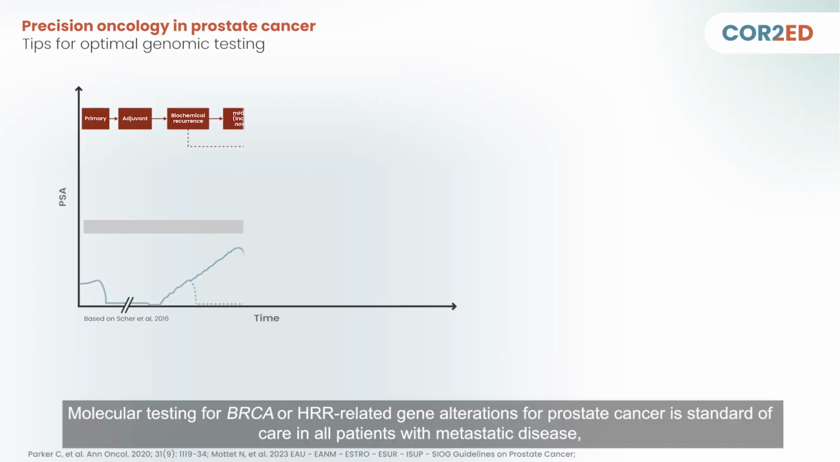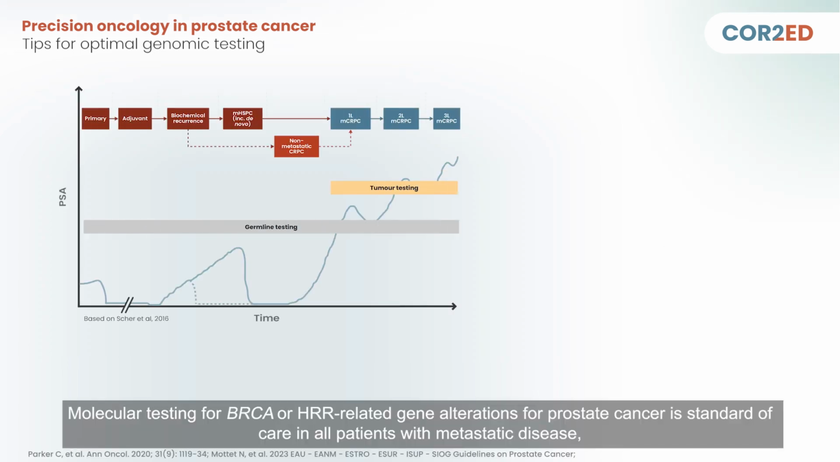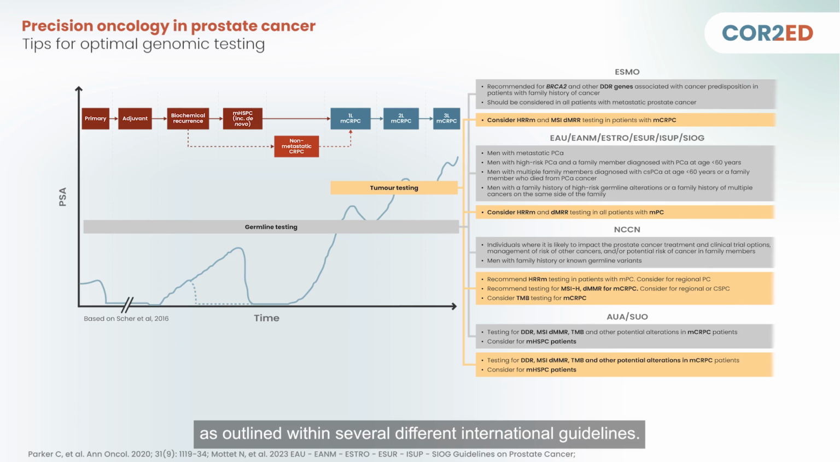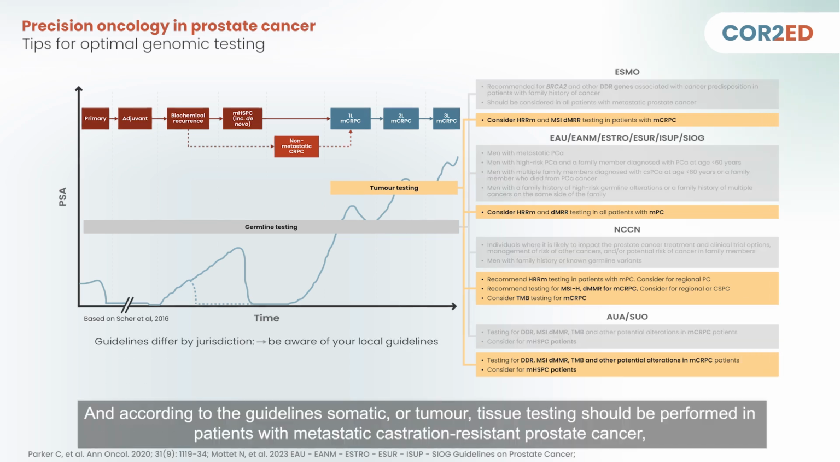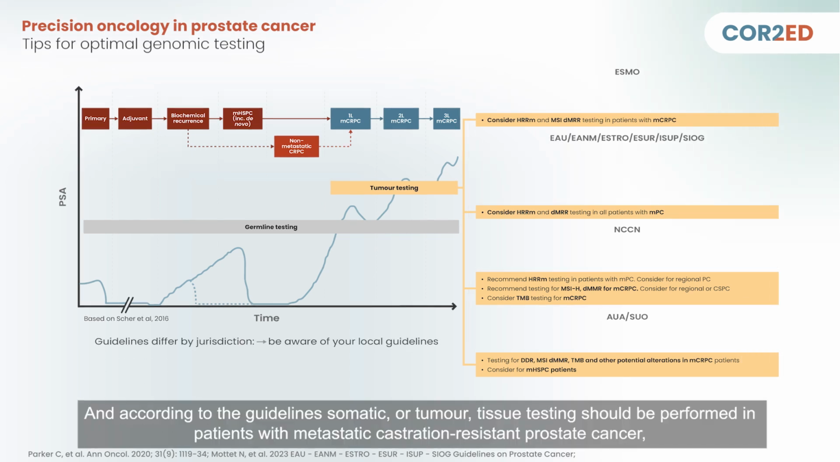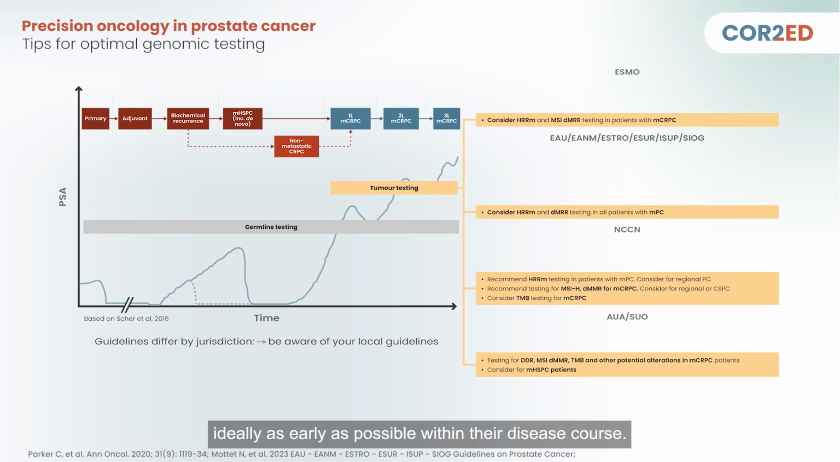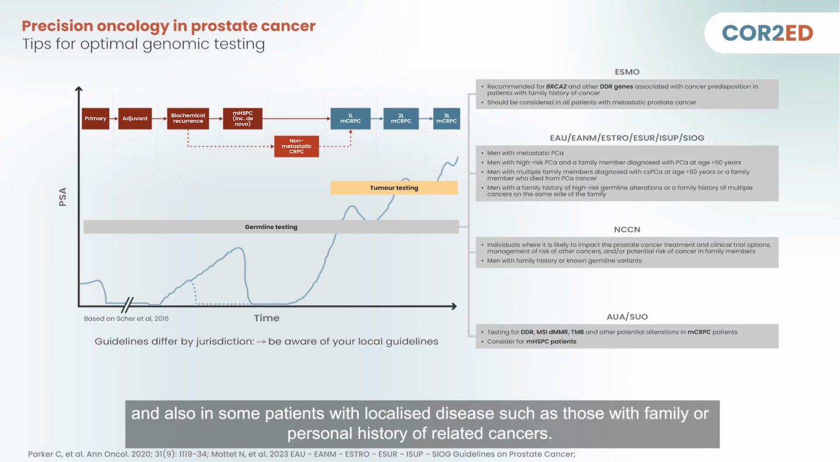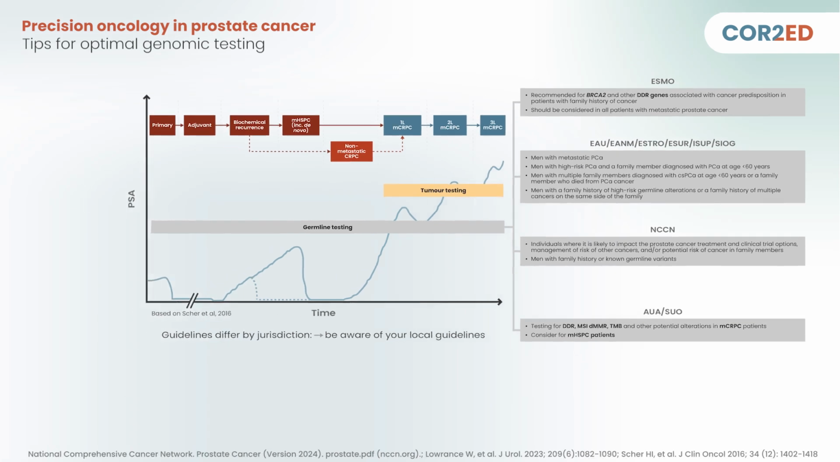Molecular testing for BRCA or HRR-related gene alterations for prostate cancer is standard of care in all patients with metastatic disease, as outlined within several different international guidelines. And according to the guidelines, somatic or tumor tissue testing should be performed in patients with metastatic castration-resistant prostate cancer, ideally as early as possible within their disease course. And germline testing is recommended in all prostate cancer patients with metastatic disease, and also in some patients with localized disease, such as those with family or personal history of related cancers.